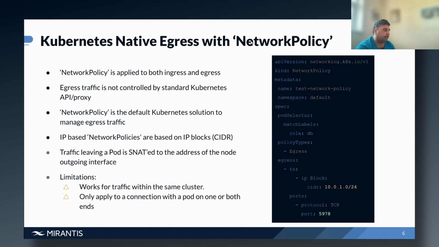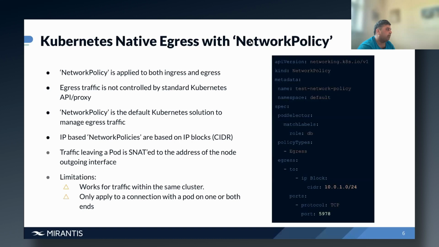So by default, the traffic that's leaving a pod will follow the default route of the node, and will get masqueraded, what we call S-NATed, to the address of the outgoing interface of that particular node itself. And to that end, there are some known limitations that increase the attack surface area. One of those limitations is that network policies only work for traffic within the same cluster, which I mentioned earlier. The other is that with network policies, the connection only applies when you have a pod on one or both ends, and not to any other connections.